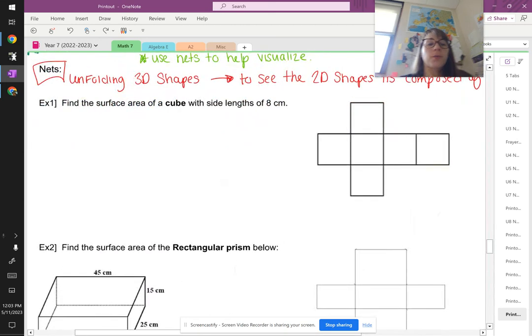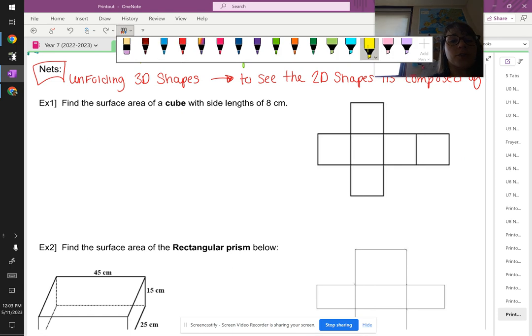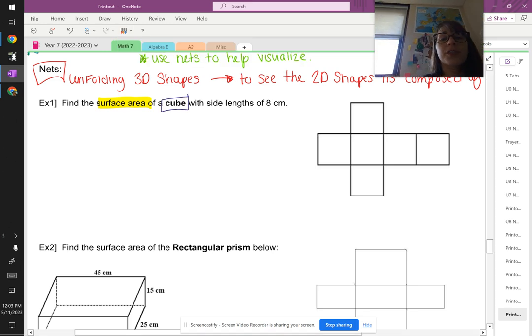9-4 example number 1, asking us to find the surface area. So again, keywords, surface area. That's how I know I'm not using a length times width times height formula, because that's volume, of a cube with side lengths of 8 centimeters.